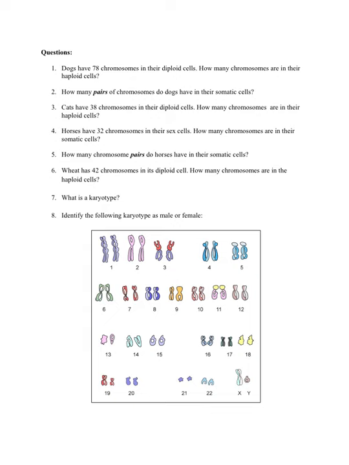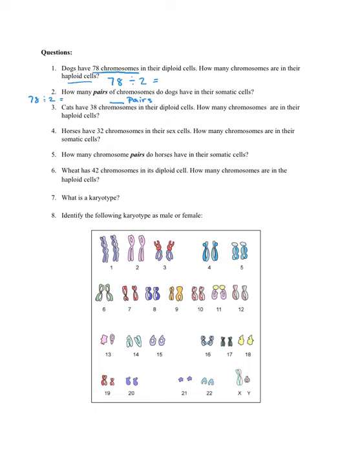It's the same math, it's just presented as a word problem instead of a table. Number 1 says that dogs have 78 chromosomes in their diploid cells. We need to know how many chromosomes are in their haploid cells. To find that, you're going to do 78 divided by 2, and it's going to give you your answer. So go ahead and do that calculation. The calculation for pairs is the same. To find pairs, it's just 78 divided by 2, and it's going to give you the number of pairs of chromosomes in a somatic cell.